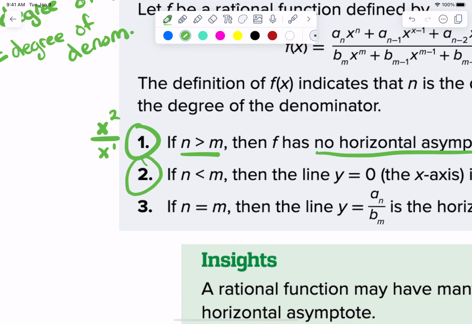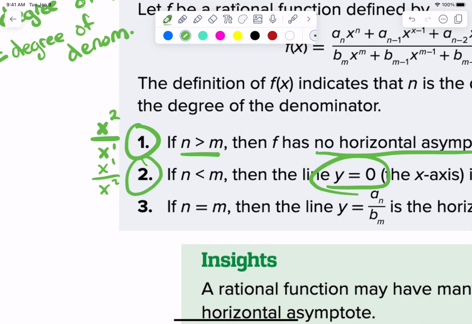Okay, number 2. If it's like x to the first power over x to the second power, it's bottom heavy. So it's going to stand up straight, but it's not going to go anywhere. It's just y equals 0 because it's bottom heavy. So it's just going to sit there at y equals 0. Got it? Top heavy falls over, no HA. Bottom heavy, it just sits there at y equals 0.